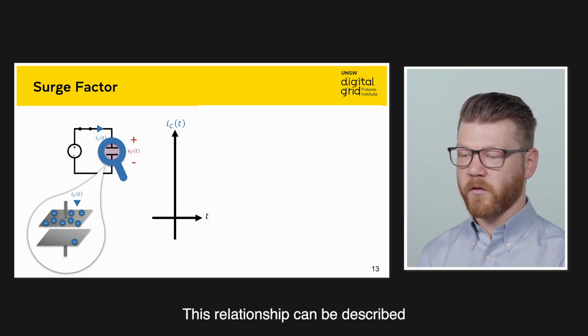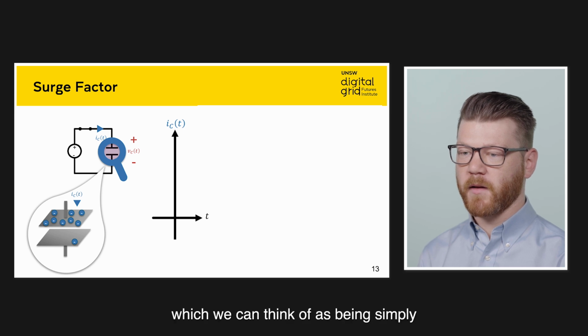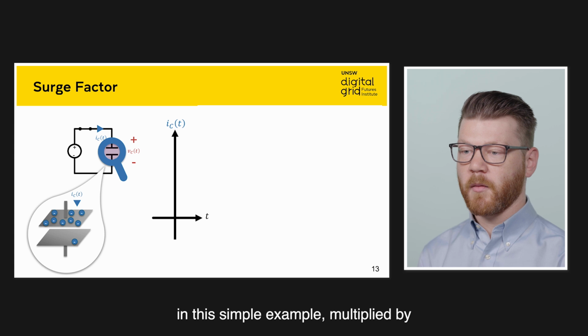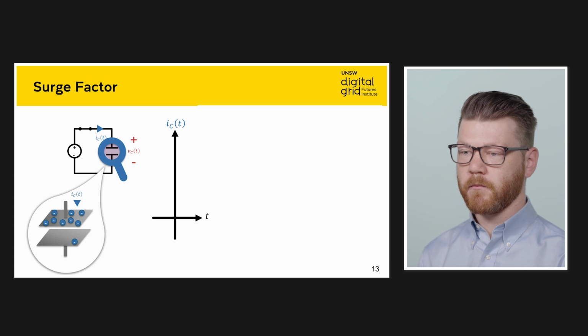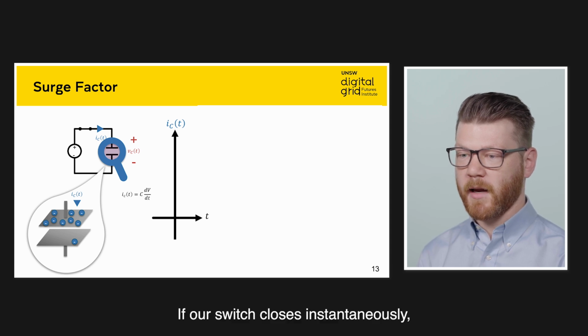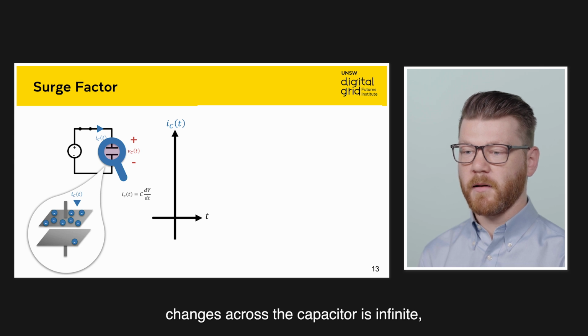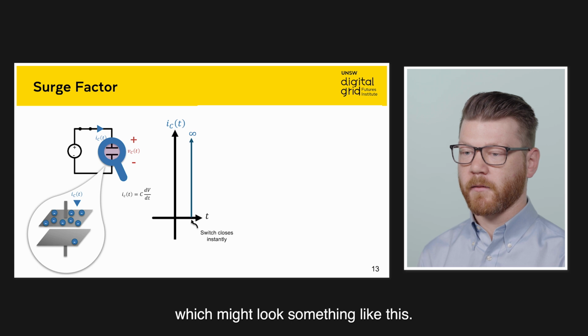This relationship can be described by a mathematical equation that says for a perfect capacitor, the current flowing through it is proportional to the quantity we call the capacitance, which we can think of as being simply proportional to the size of the plates in this simple example, multiplied by the rate at which the voltage across the capacitor changes with respect to time. If our switch closes instantaneously, meaning the rate at which the voltage changes across the capacitor is infinite, then we would expect an infinite current, which might look something like this.